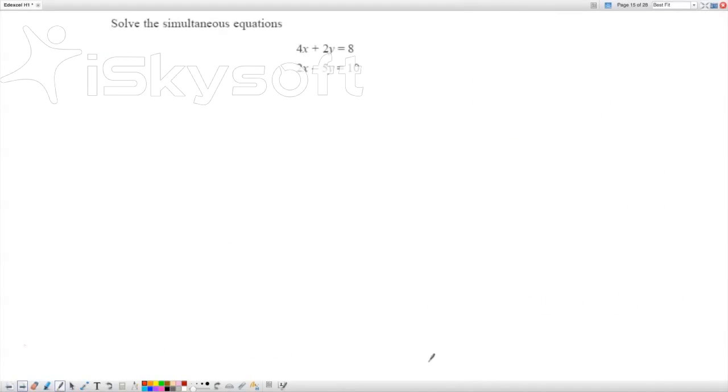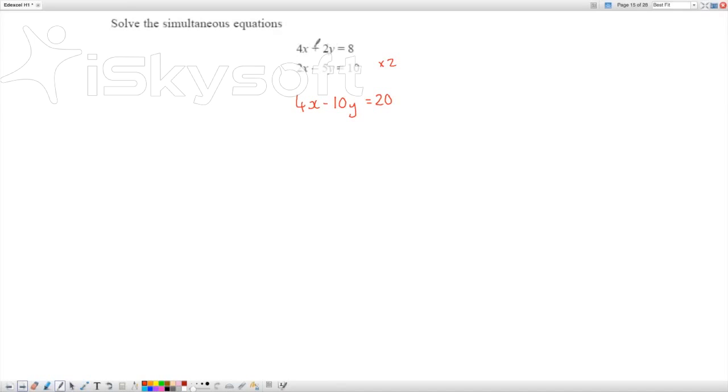Here we have a pair of simultaneous equations to solve. Our first step is to make one of the variables, either x or y, the same. Looking here, we can see we have 4x and 2x. So we can simply multiply this through by 2, 4x minus 10y equals 20. So the multiplying by 2 here applies to all three terms.